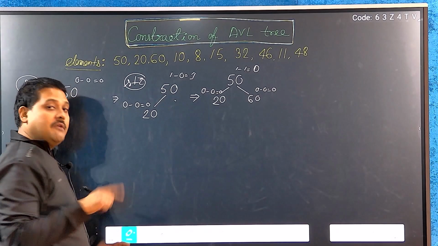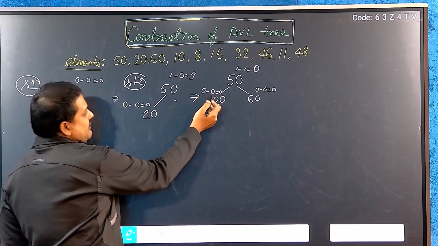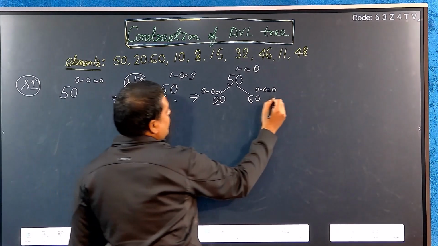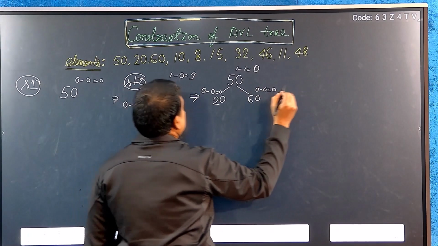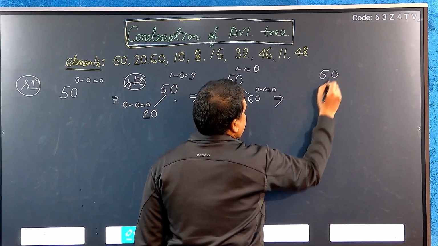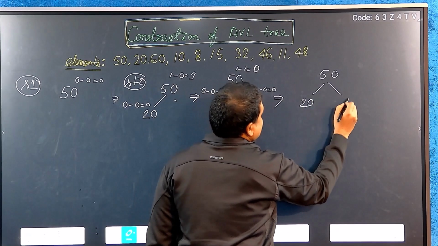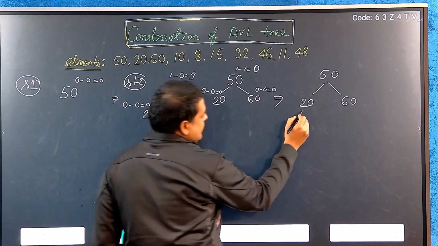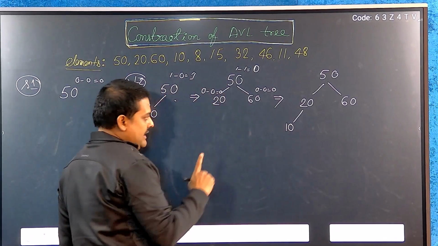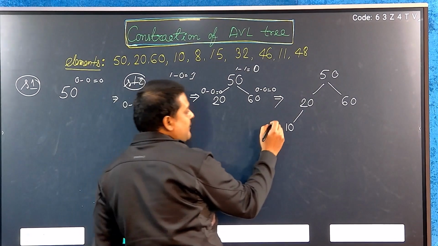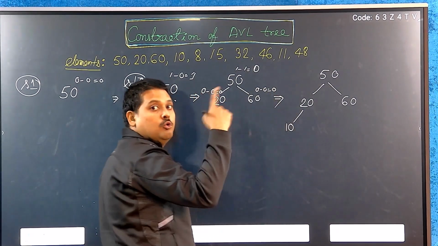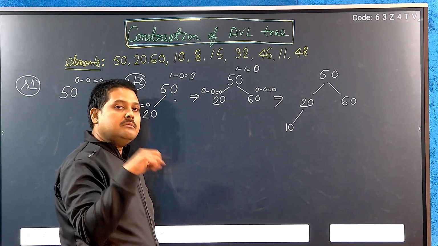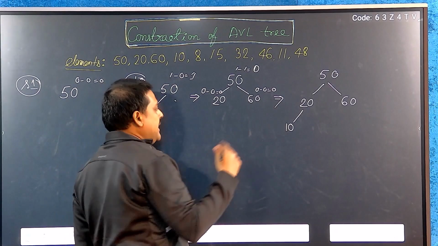So, this is not required, this is also not required. Then we will go for our next, this is 50, then 20 is here, then 60 is here. After 60, what is inserted? 10 is inserted. Whatever element is inserted, from that node to the root node of that tree, we will follow that path and calculate the balance factor. Where there is a problem, we will make the rotation.